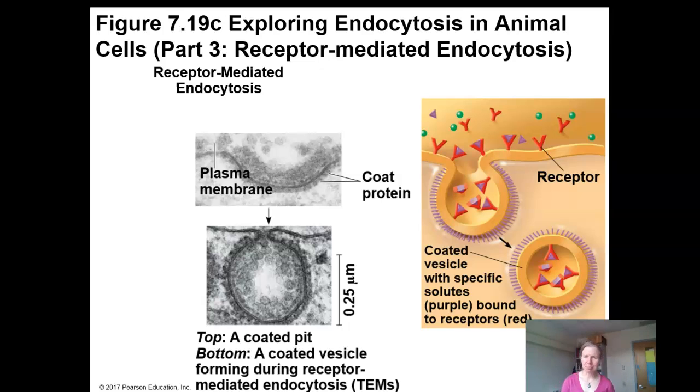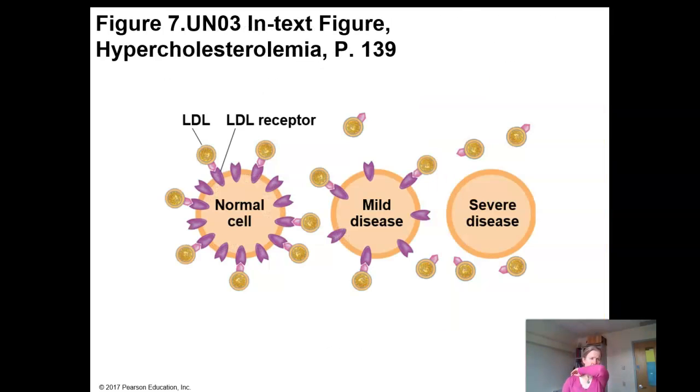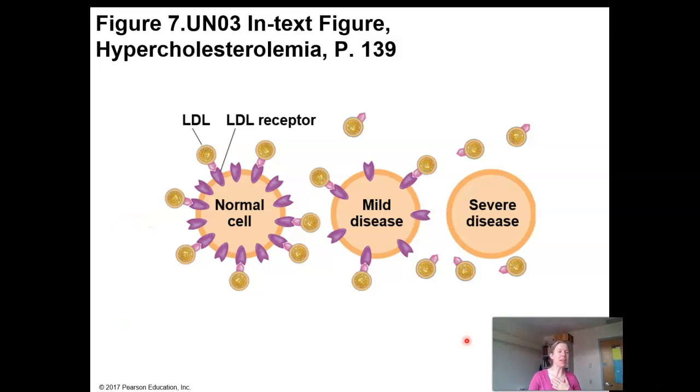And so there's an example in humans, right? We use receptor-mediated endocytosis for our cells to take in cholesterol, right? We were saying cholesterol is important in cell membranes. So in our bodies, we have cholesterol molecules called LDLs, low-density lipoproteins. That's who delivers cholesterol to our cells. And then we need receptors, these purple guys, in our cell membranes to attach to LDLs and bring them into the cell.